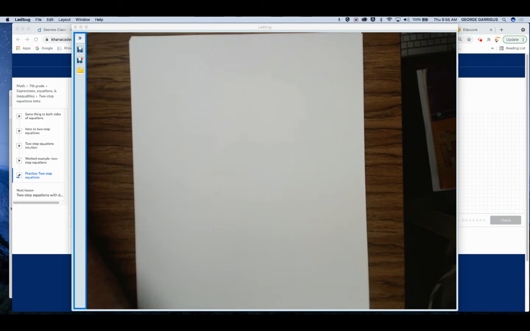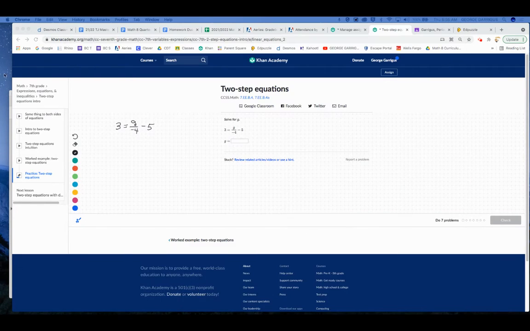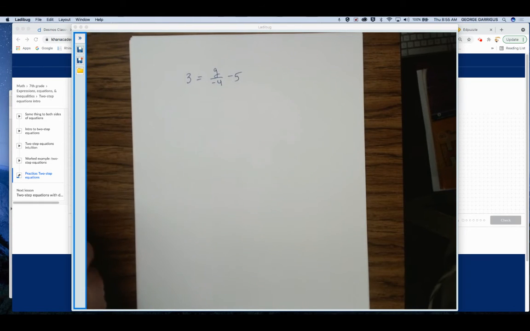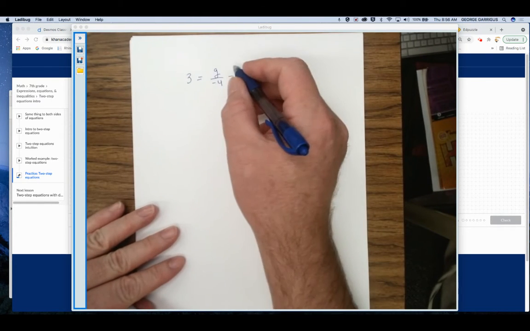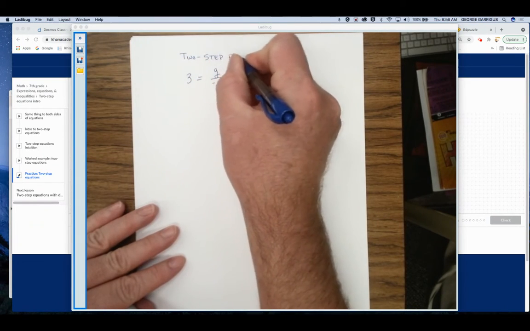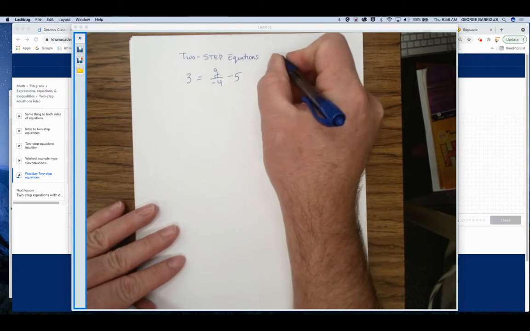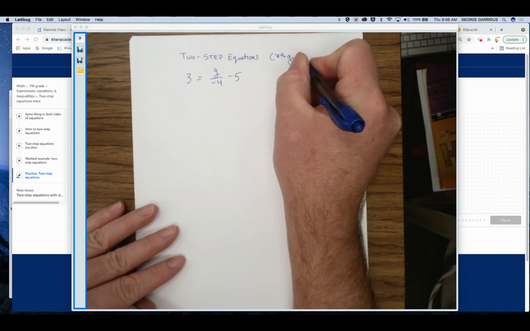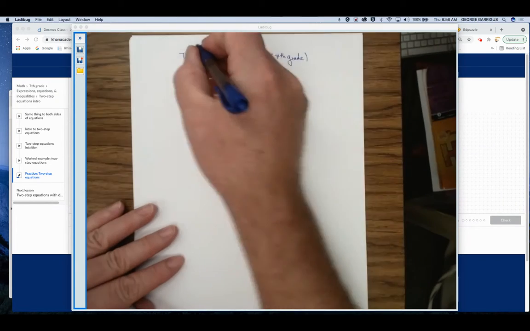I might also do this on my paper at my desk, because that's how I'm going to learn. I'm going to be writing this problem down on a piece of paper: 3 equals g over -4 minus 5. Now the goal here is to learn from any mistakes that I might make. So if I go back and look at my paper, have I written the problem down? Have I put down that this is two-step equations, and that I should have learned it in 7th grade? Now this kind of note-taking is very important.